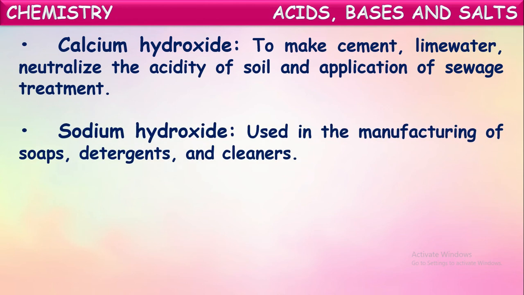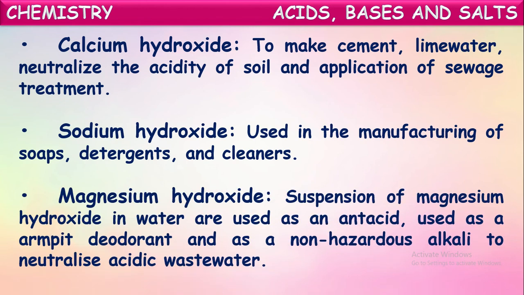Next is sodium hydroxide. It is one of the strong bases. It is used in the manufacturing of soaps, detergents, and even cleaners. Next, magnesium hydroxide. A suspension of magnesium hydroxide in water is used as an antacid. This suspension is also called milk of magnesia, and it is used as an antacid.